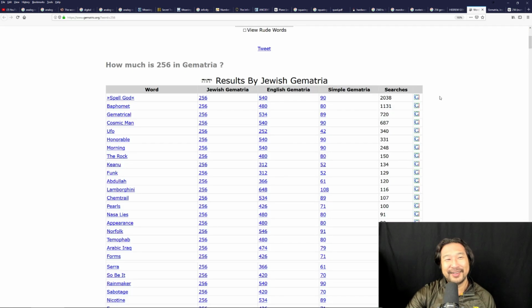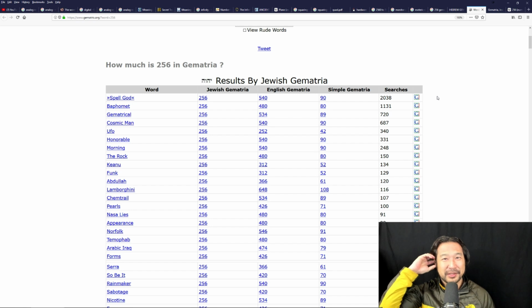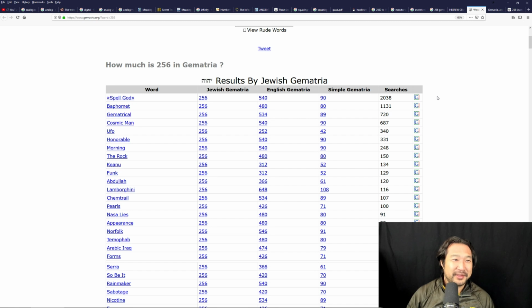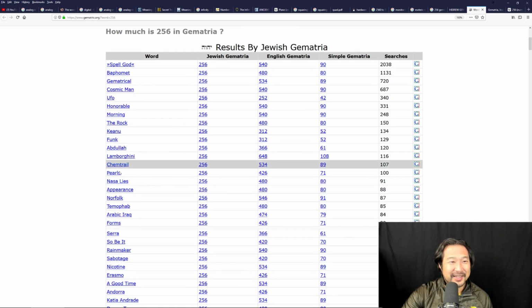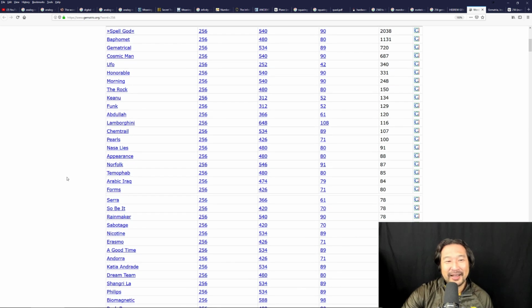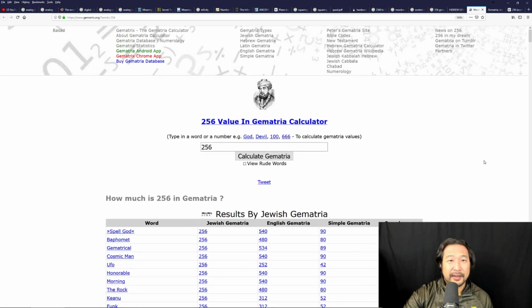Here's more funny stuff. Jewish gematria, which we're going to go by. Baphomet is 256. Cosmic Man 256. UFO 256. So much stuff is 256. Even Keanu Reeves 256. The Rock. NASA Lies 256. I mean, I don't know anything about gematria. I don't put too much credence into it. Sometimes I think it's interesting. I think there are patterns to it, which I think some people put together on purpose. So that's something definitely to look into.